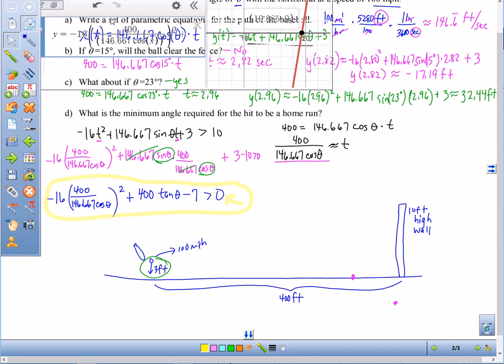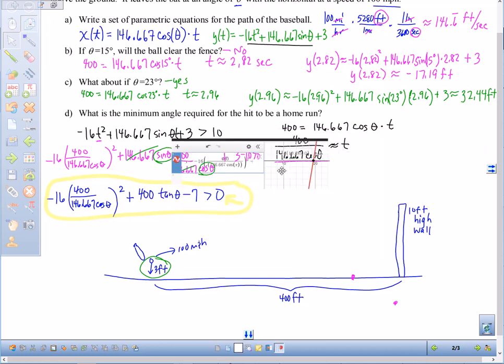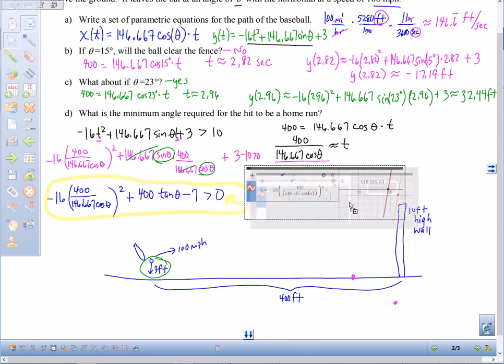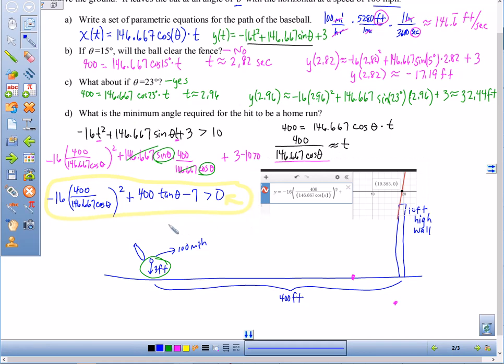Okay, so here's what we just worked on. Move it down here so we can see it. Shrink it a little bit. All right, so that's how we find the solution to this. We're not going to do it algebraically. We're going to do it graphically. But this graph is all we need. It tells us that that launch angle needs to be greater than 19.385 degrees. All right, so that is how you do number 1.